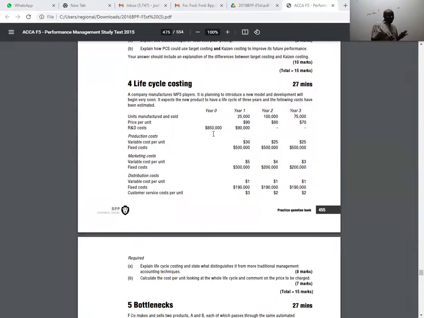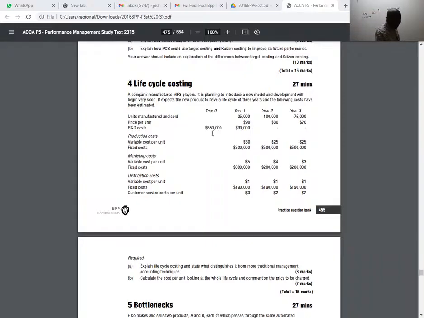Now, remember, you're looking at the entire expenses. That is the first expense. The second expense there I can see is the production cost, and then we have the variable production cost. So I'll mention here, variable production cost.